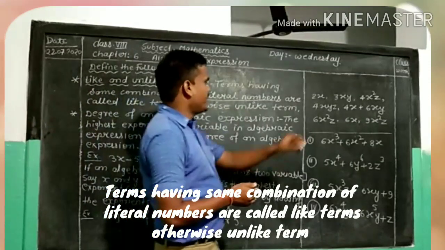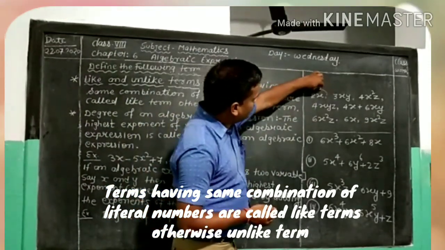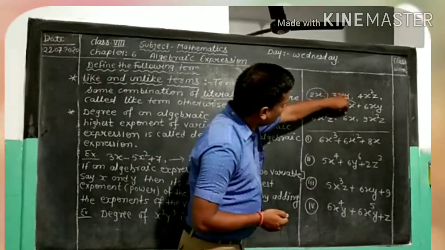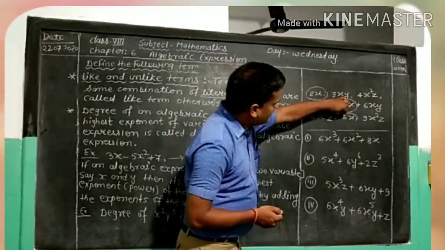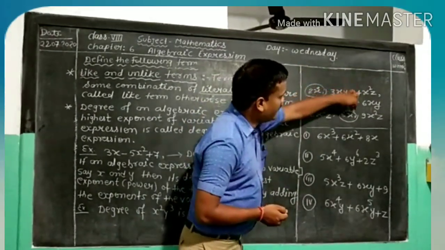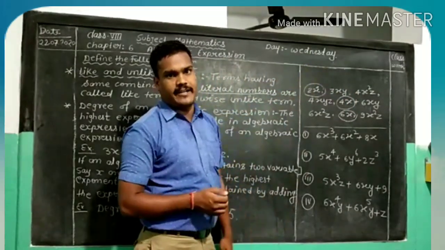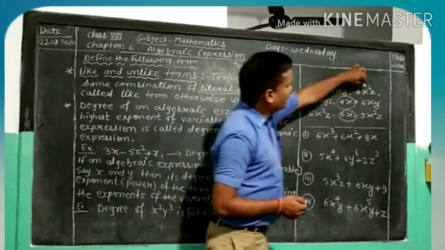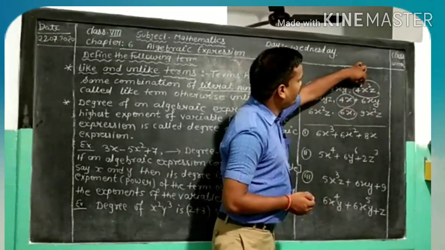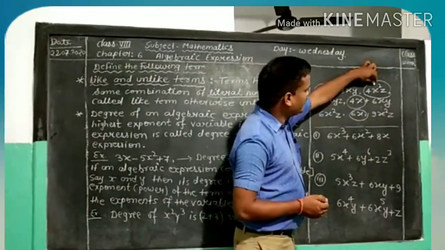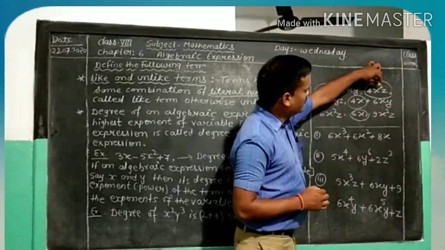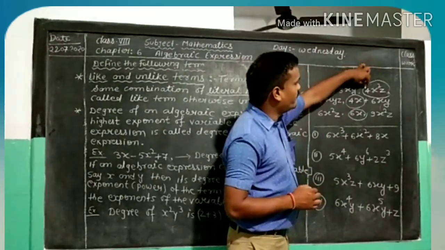Just see the example here, 2x. Also see here 4x. This is 6x. Alphabetically the letter is the same, x, x, x. So these are like terms. If you choose this one, here 4x square z, x square z. You have to just match the variable. X square z is the variable and 4 is the constant.